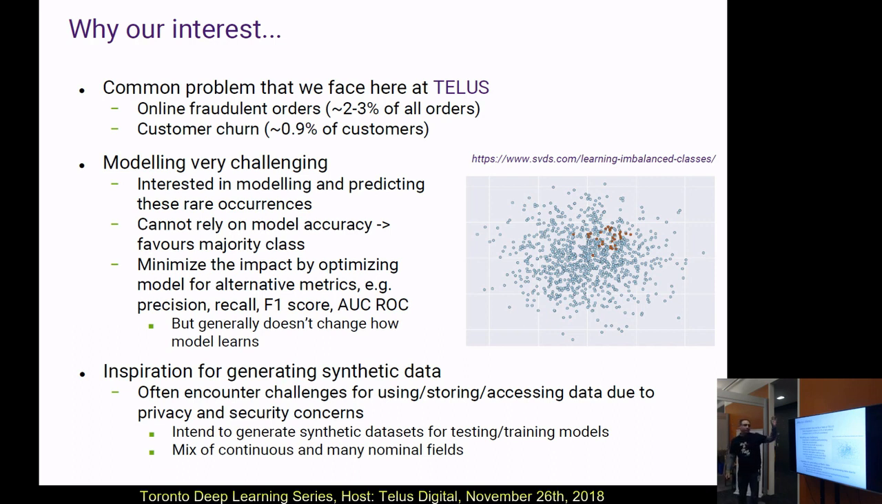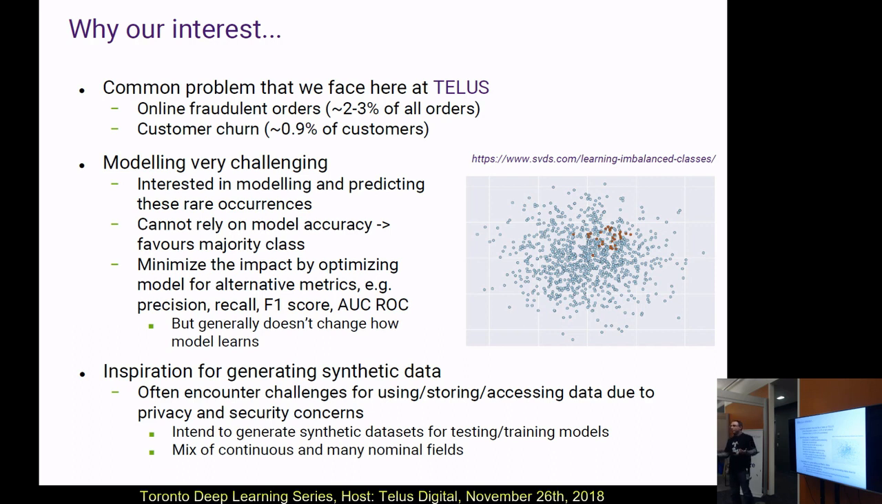So for instance, one of our use cases is dealing with online fraudulent orders. Roughly 2 to 3% of all our orders are fraudulent. So we don't really care so much to predict if an order is going to be non-fraudulent. We want to be able to predict if an order is going to be fraudulent. So, obviously, again, we have this huge issue of class imbalance.